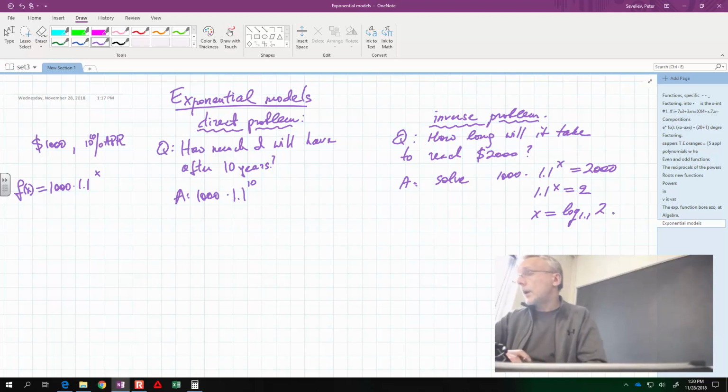Okay, so like it's always with inverse problems, you end up with solving an equation, and you solve that equation with the newly discovered function, logarithm. Okay.